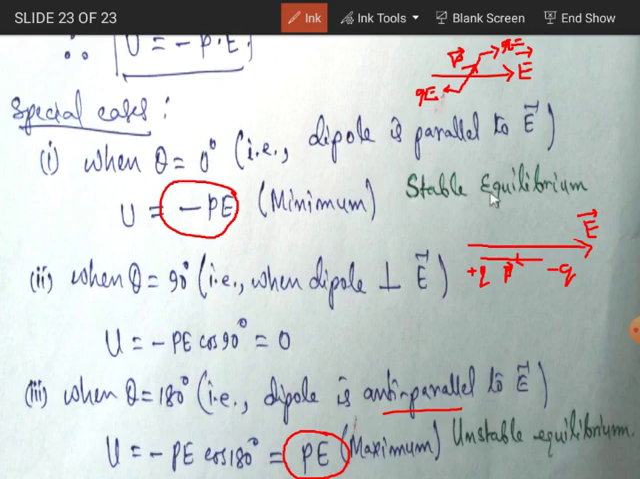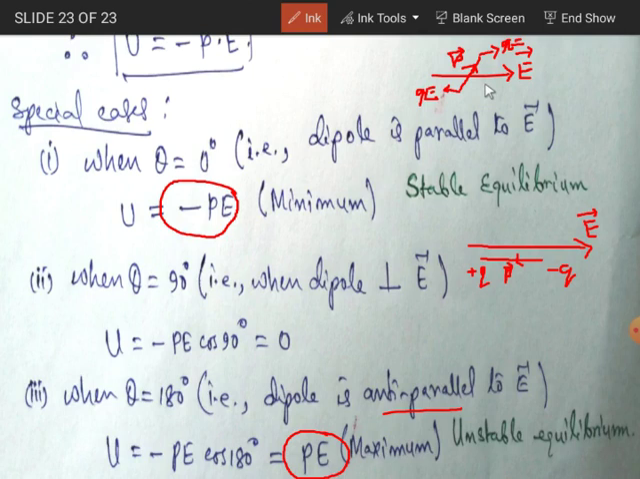Why do we call it stable equilibrium? Stable means it is possible only when potential energy is minimum. Equilibrium means net force on it is equal to 0. Got it?